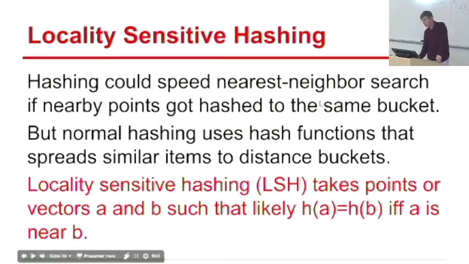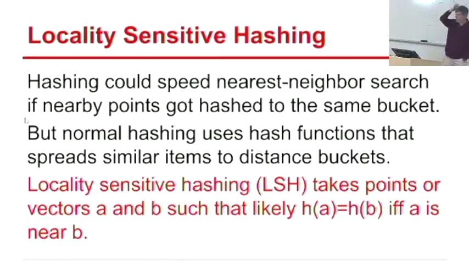Now, locality-sensitive hashing is trying to do a different thing. It's trying to assign points to buckets in such a way that if 2 points are close to each other, they are more likely to be in the same bucket. Okay? That's what we would like to be able to do. So this is different than our traditional hash function. Any questions about that?